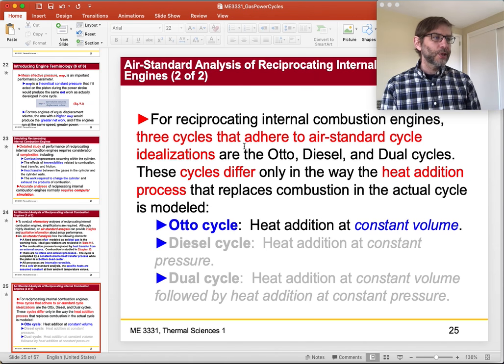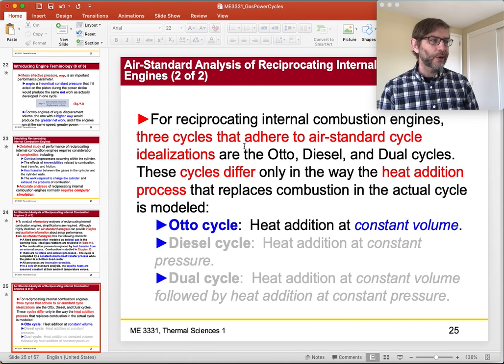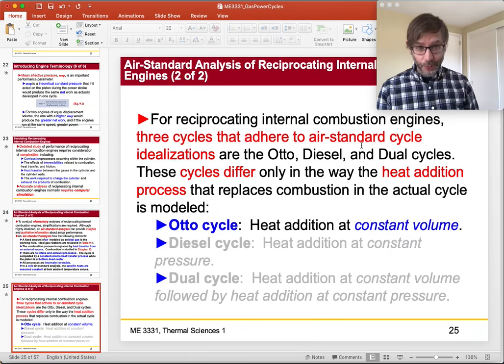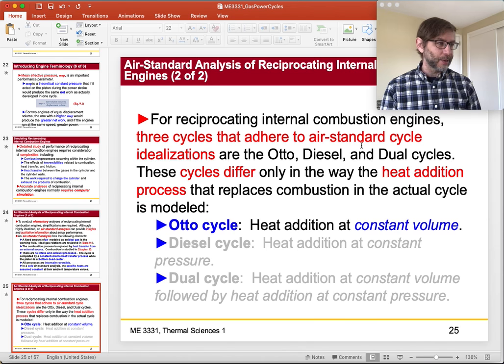Reciprocating internal combustion engines: there are 3 cycles that adhere to the air standard cycle. Actually, there are others too. There's the Stirling and a bunch of other ones. But we're going to worry about the Otto, diesel, and dual cycles. And in fact, we are only going to learn about the Otto cycle. I've grayed out the other 2. If you're interested in the diesel cycle or the dual cycle, let me know. I'd be happy to explain them to you anytime. I love talking about these things. But right now, all I'm going to give you is the Otto cycle: heat addition at constant volume. That's what we're going to talk about.